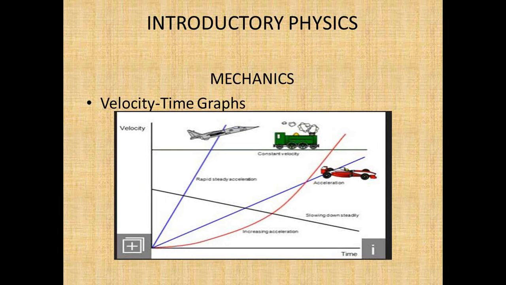Again, this is a very accurate way of describing motion. You can do a written description, but when you put it on the graph, you need few words to describe it. Someone looking at the graph knows exactly what the motion is.